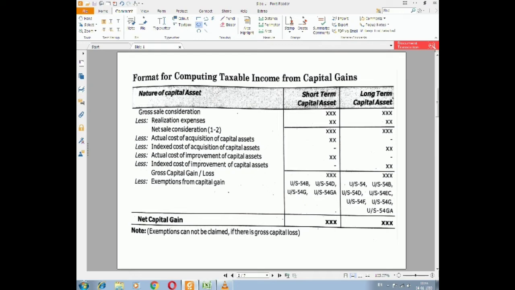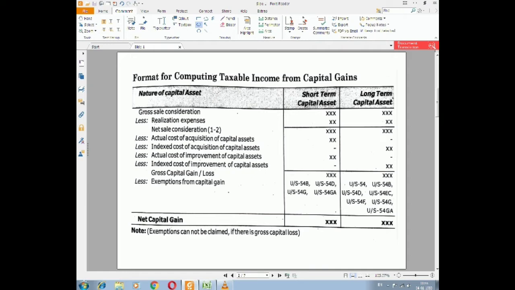Whenever a sale is going to happen, if any additional expenditure is incurred to complete that sale, it is considered realization expenses, that is, selling expenses. Next we do the total, which is called net sale consideration. By deducting realization expenses from gross sale consideration, we get net sale consideration. Next we need to deduct the actual cost of acquisition of capital assets. This is nothing but purchase; in simple terms, it is the purchase amount.